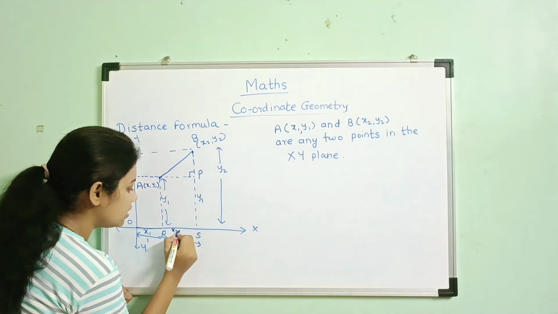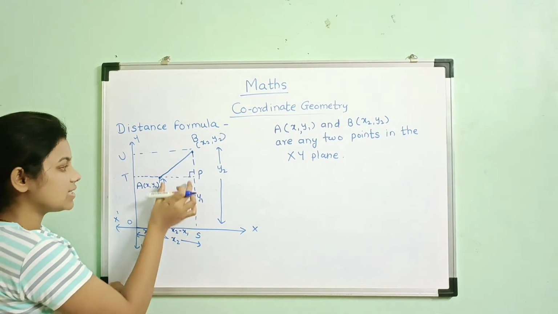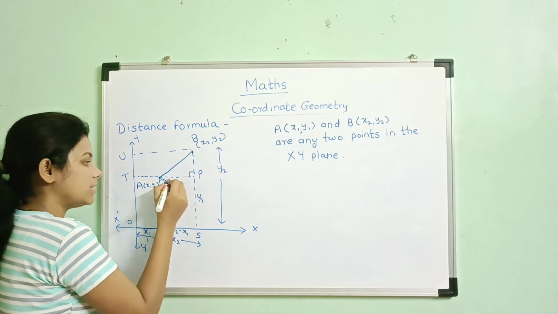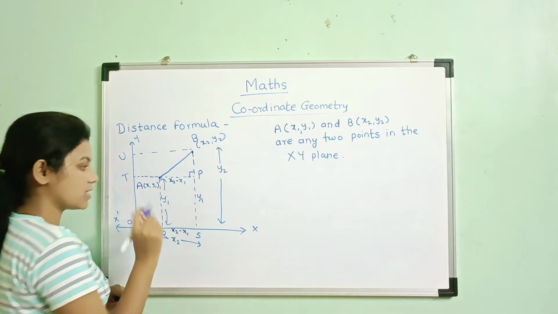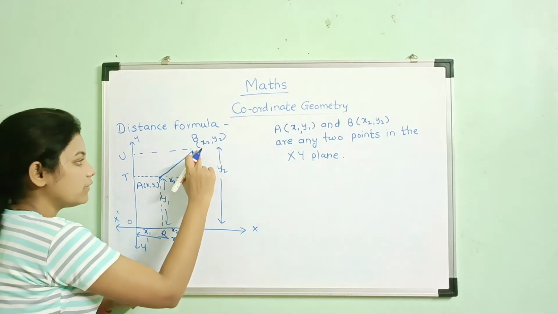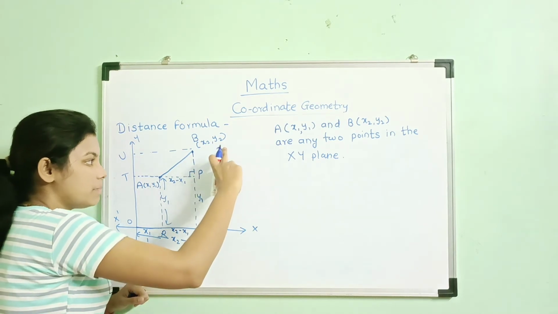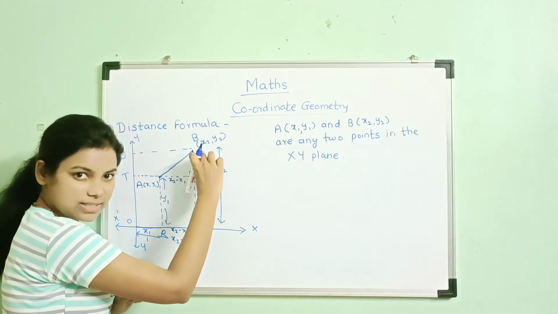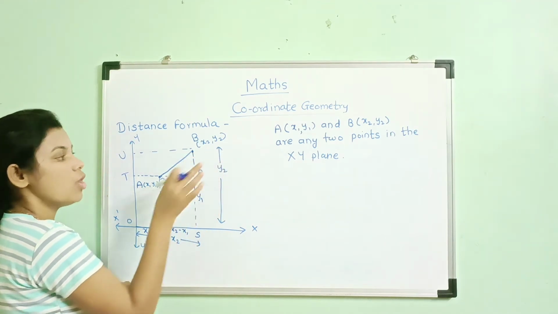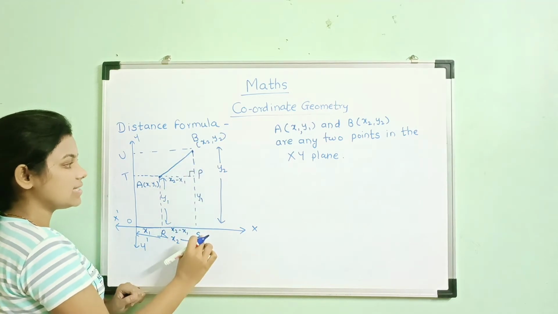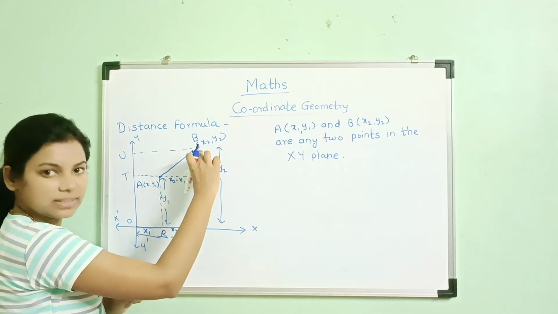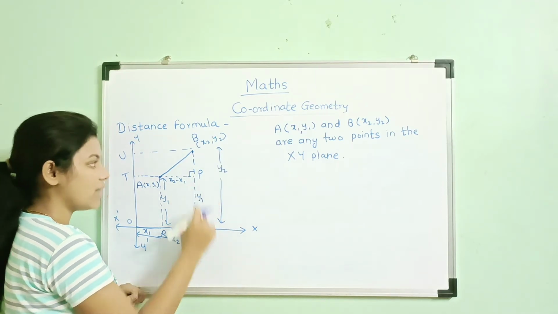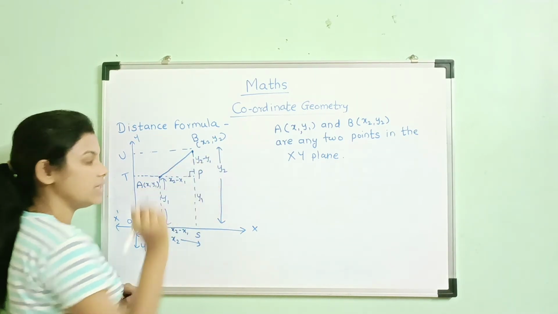Here it is x2 minus x1, but we can see that this line is parallel to this segment. So what will be this distance? Simply x2 minus x1. Now what will be the distance of BP? Simply y2 minus this distance; we have to find BS minus PS. We will get this distance, that is BP, which is simply y2 minus y1. This will be this distance.